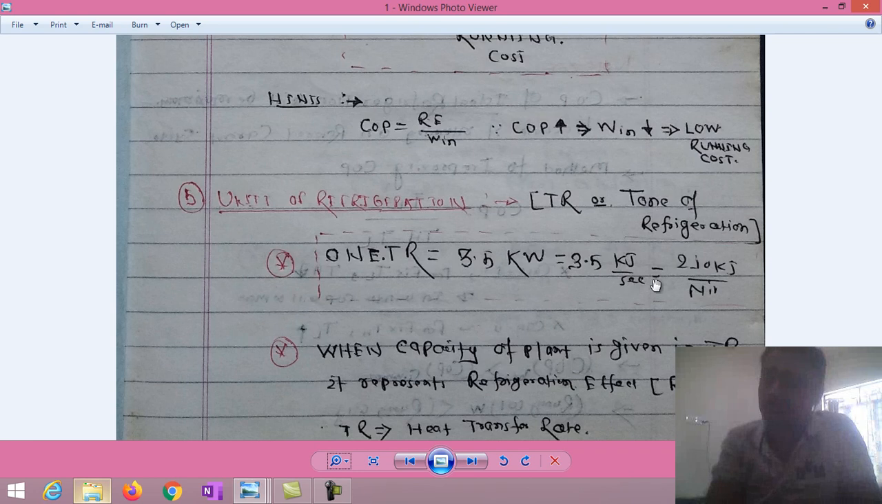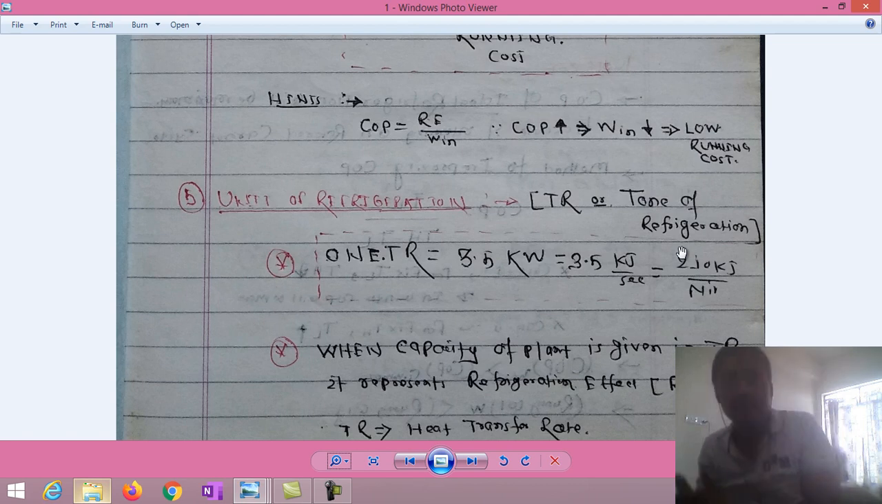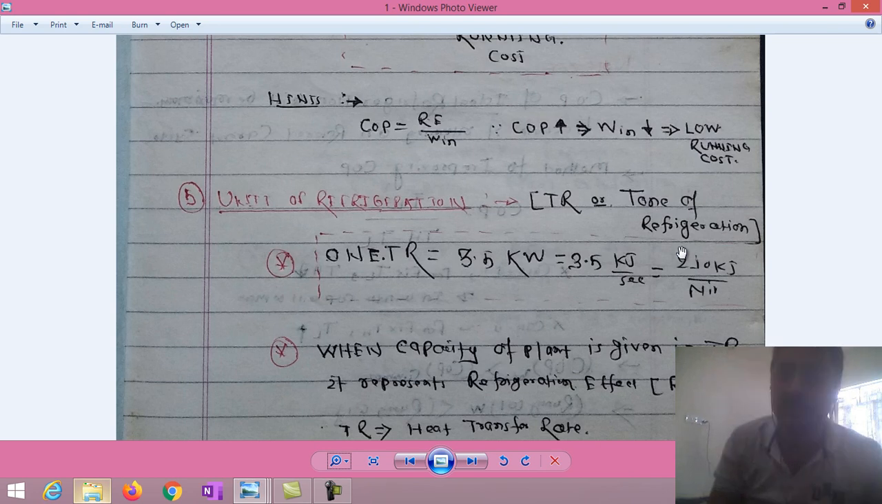So what is ton of refrigeration? It is the amount of heat which is required to be extracted from 1 ton of water initially at 0 degree centigrade in order to convert it into 1 ton of ice at 0 degree centigrade in 24 hours. This is called ton of refrigeration. So the unit of refrigeration is ton of refrigeration.